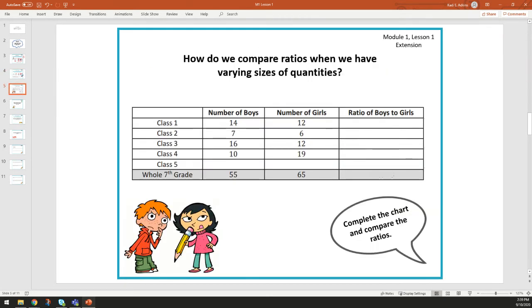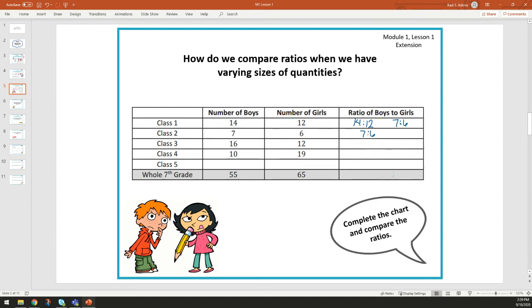All right, on my next one, how do we compare ratios when we have varying sizes of quantities? My class number 1 has 14 boys and 12 girls, so that is going to be 14 to 12 as my original ratio, and it will reduce down to 7 to 6. My next ratio, class 2, boys to girls, is just that 7 to 6, so these two are equivalent so far.